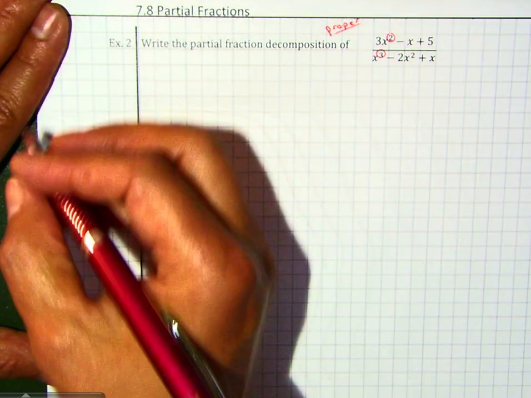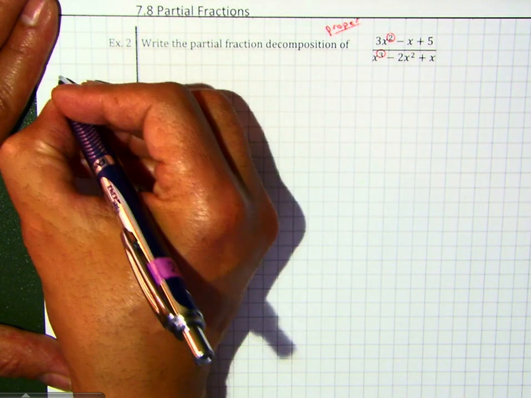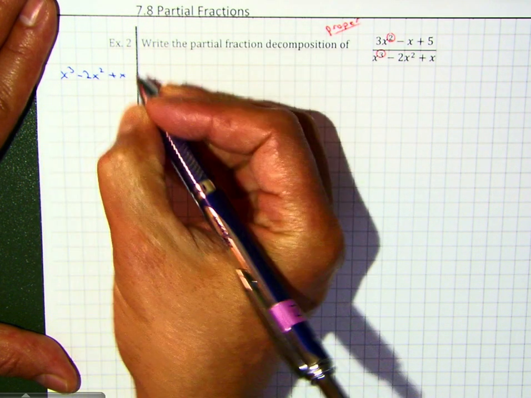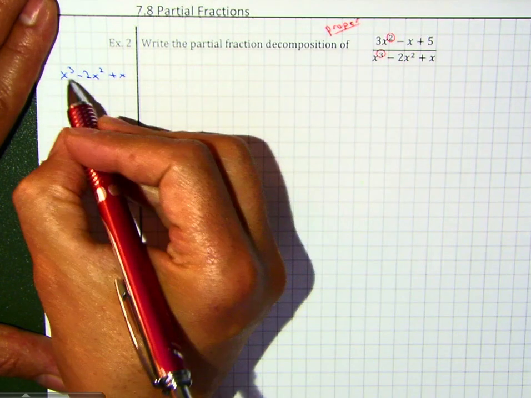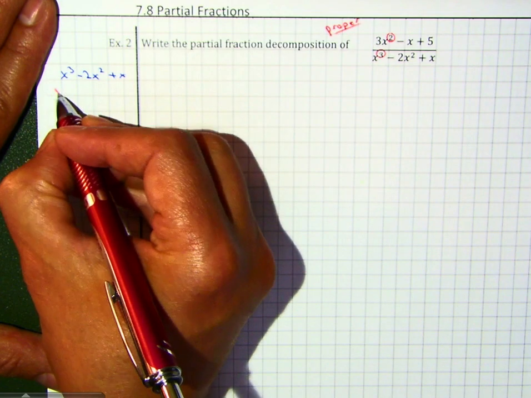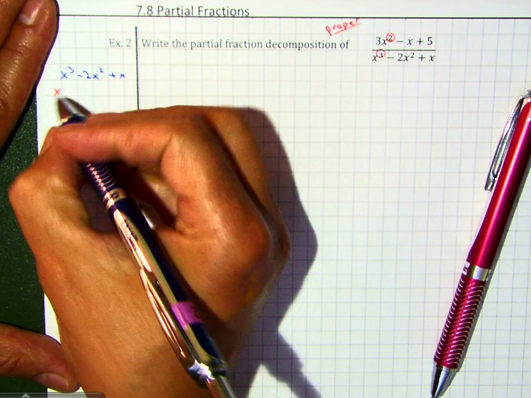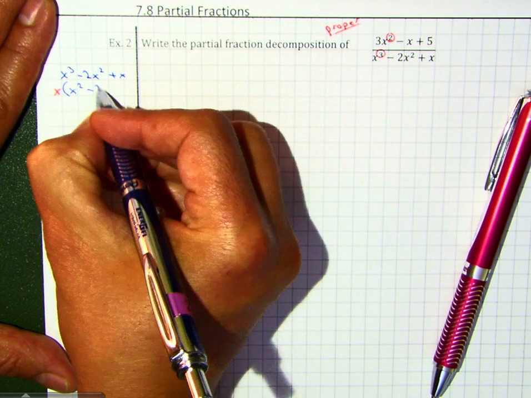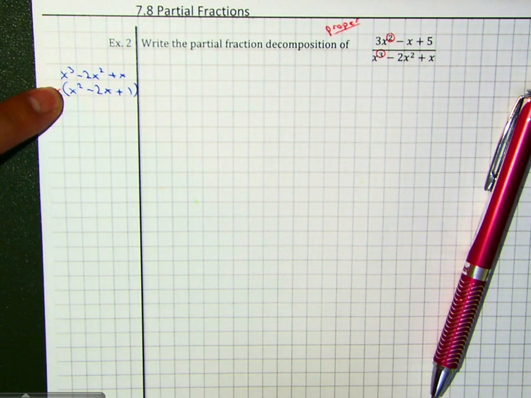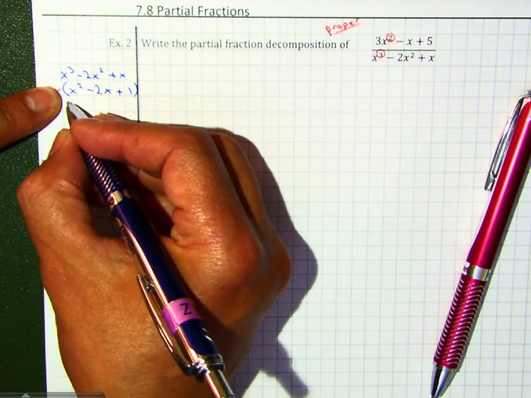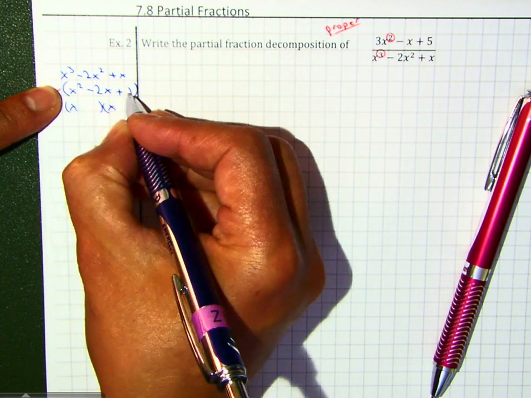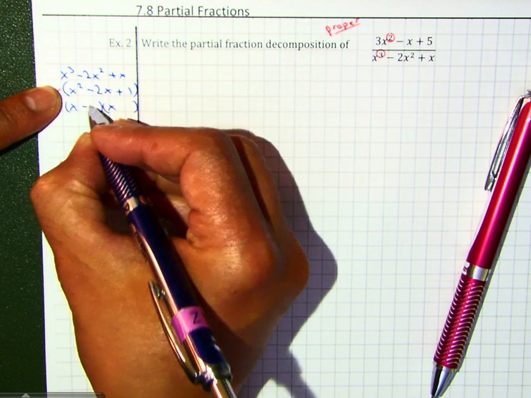I'm going to factor on the left-hand side. I have x to the third minus 2x squared plus x. And I can take out the common factor, which is x, and what's left is x squared minus 2x plus 1. I can still factor this out. Double parenthesis is a trinomial, so it'll be x and x, factors of 1, 1 and 1, and they both should be negative.